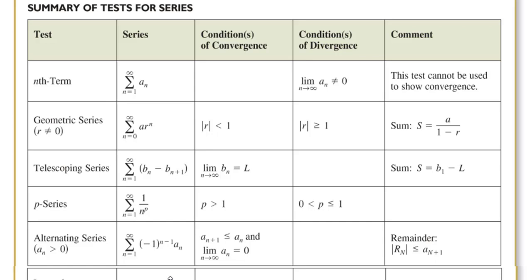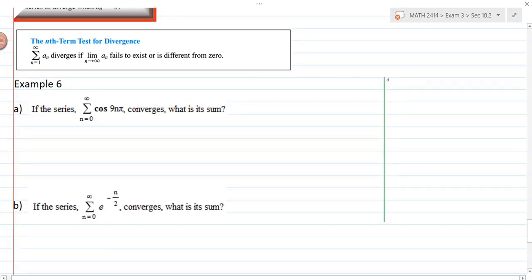If the limit of the sequence, the terms of the sequence part of this series, is not equal to 0, then the series diverges. So the nth term test for divergence says that the series from n equals 1 to infinity of a sub n diverges if the limit as n approaches infinity of a sub n either fails to exist or is anything other than 0.